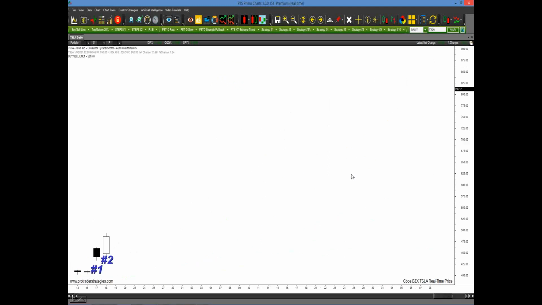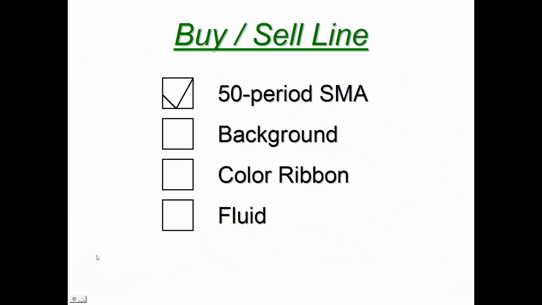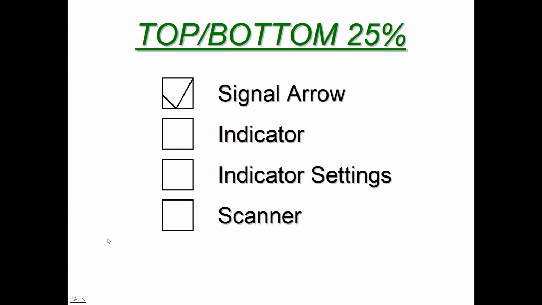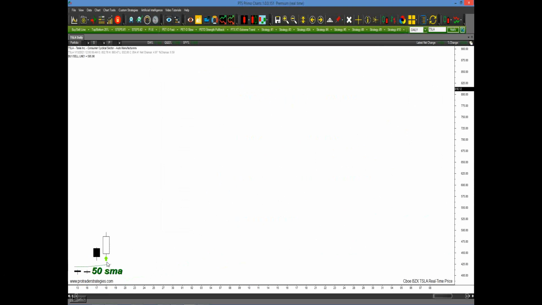Let's look at an older chart of Tesla. Okay, now we have component number 1 and component number 2. Here's component number 1. Click on the buy sell line, click on 50-period simple moving average, and right there we are above the 50-period moving average. Now component number 2, we closed in the top 25%. We click on top 25% just to verify, and yes. So that's all the information we need to tell us that Tesla wants to go higher.